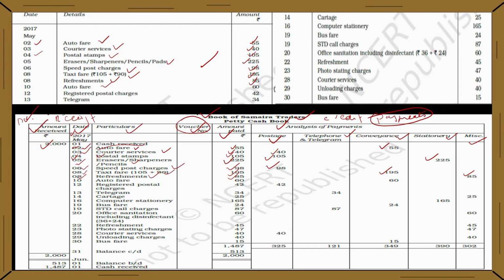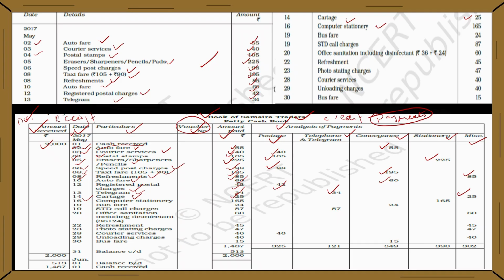Refreshments of rupees 85. Write the date, refreshments under particulars column, 85, it will go under miscellaneous expenses. Next, auto fare of rupees 60 will go under the conveyance column. Registered postal charge 42. Particulars registered postal charge, fill the date, 42, it will go under postage. Then telegram. Telegram of rupees 34 will go under the telephone and telegram column. Next, cartage 25 rupees on 14th May. Fill the date 14th May, particulars cartage. Amount is rupees 25, it will go under the miscellaneous column.